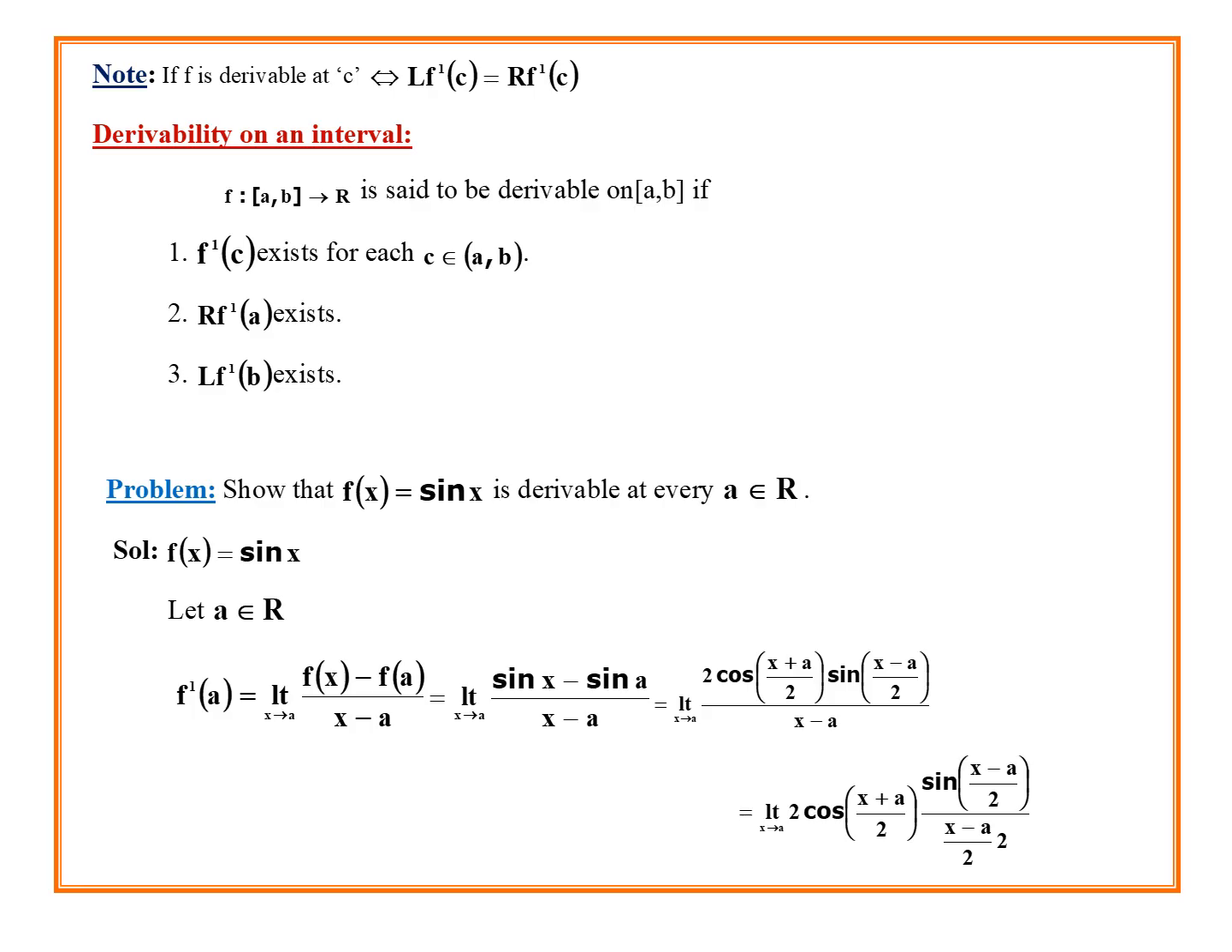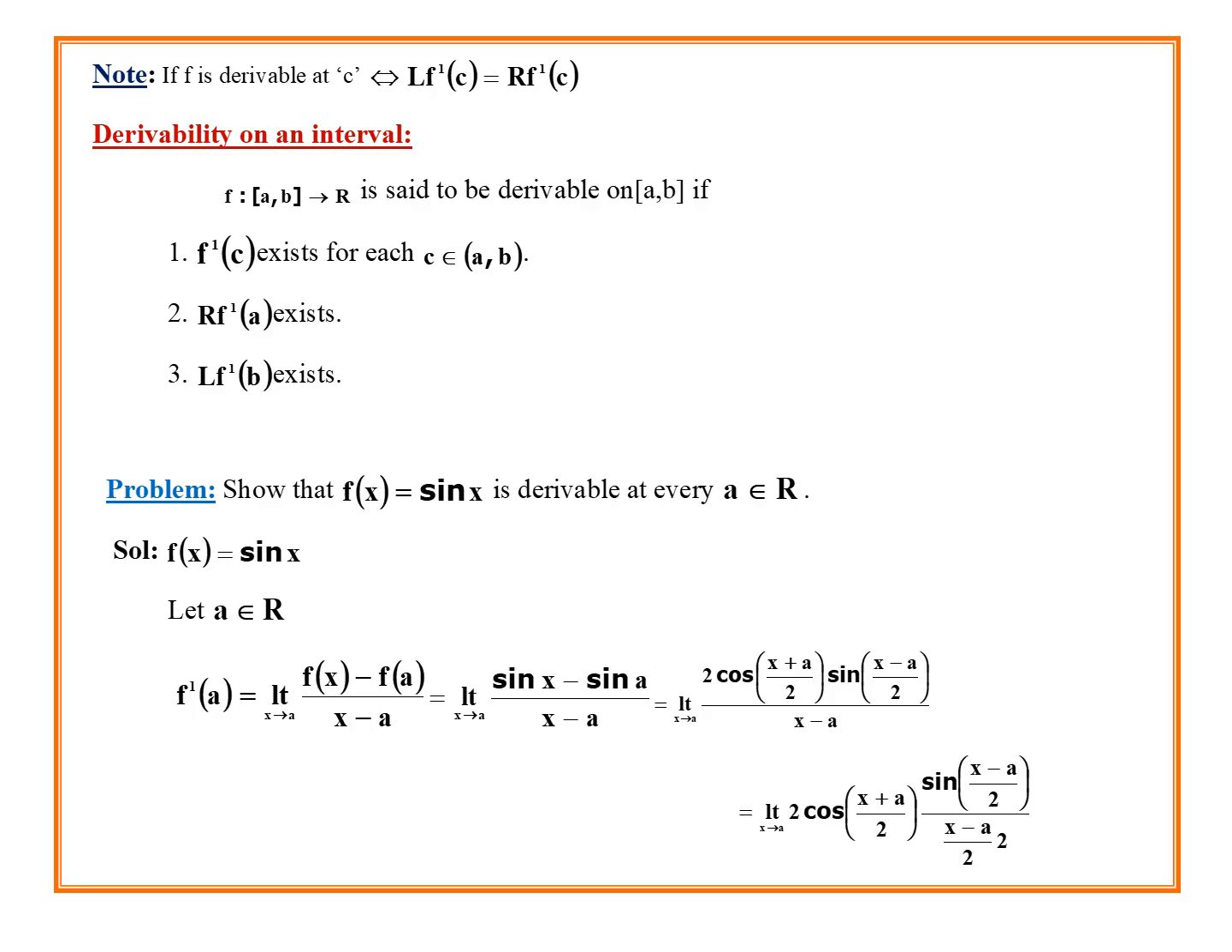f'(a) = limit x tends to a (f(x) - f(a))/(x - a). That is equal to limit x tends to a (sin x - sin a)/(x - a). That is equal to limit x tends to a of sin C minus sin D. What is the formula for sin C minus sin D? 2 cos((C + D)/2) into sin((C - D)/2).